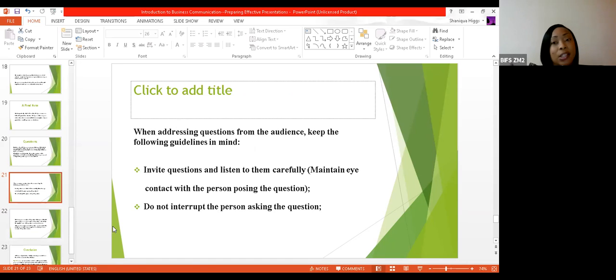As you are answering questions, maintain eye contact with the person who's posing the question. Follow up at the end of it. Did that answer your question? Do you have any additional questions? If you are unable to answer a question, don't be afraid to say, I don't really know the answer to that, I might have to do more research on that. That happens all the time.